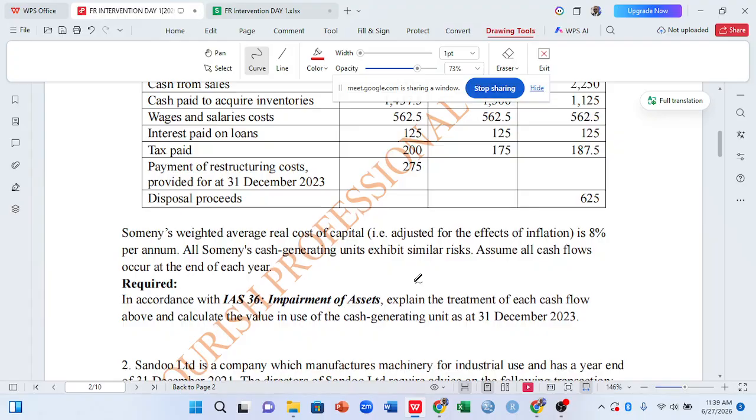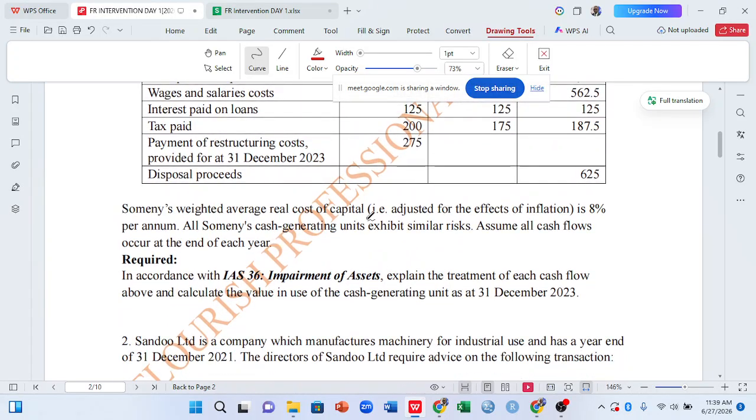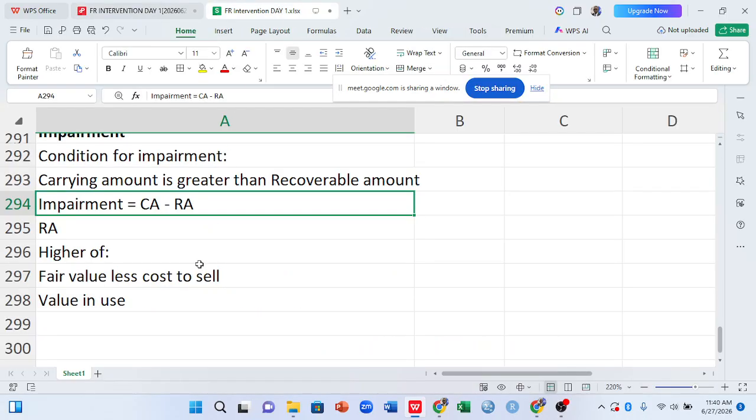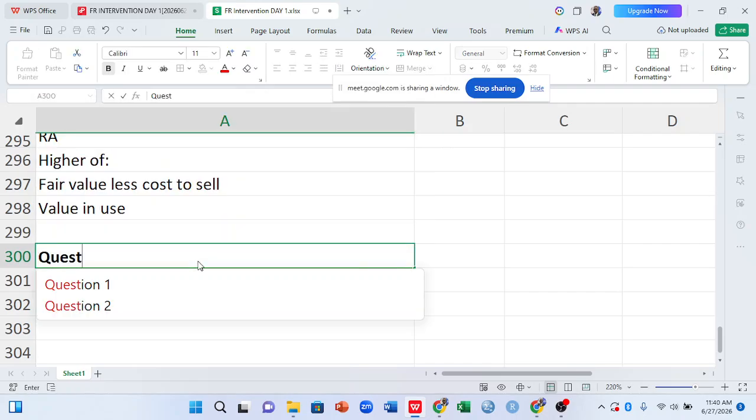Okay, so this is what we have. The requirement of this question is that we should explain the treatment of each cash flow item, and then resultantly calculate the value in use. So value in use, as I said, is the same as present value over here. And before you can get a present value, you first have to get a cash flow. So we have to check each of the cash flows and ask ourselves, are we going to consider it or not? We'll start with the first one, cash from sales. Are we going to consider cash from sales or not? We'll consider it definitely. We're going to have to consider cash from sales to get our value in use.